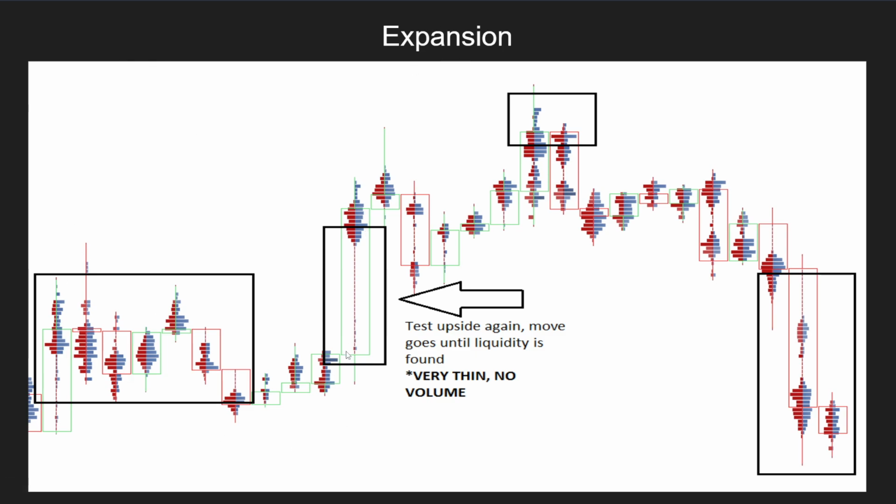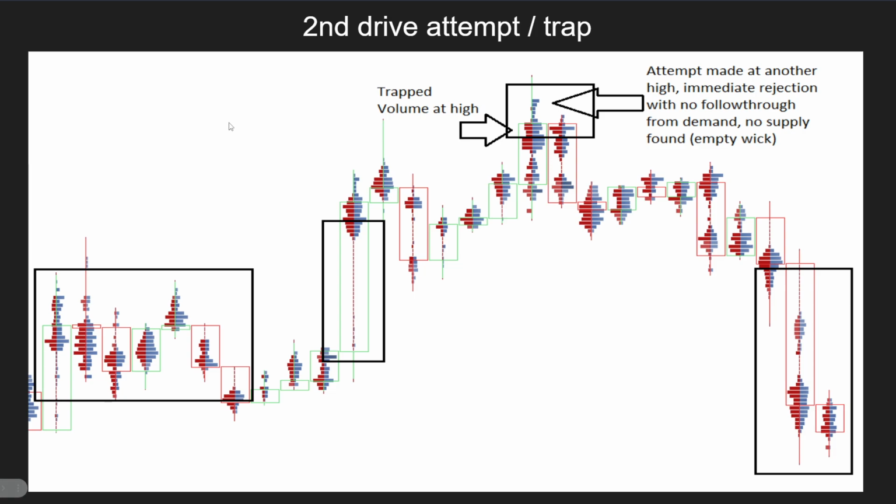Expansion. Part 2. As bids walked us up into that illiquid zone from earlier, we enter the zone with no supply and we teleport higher until supply is found, at which we enter the next consolidation. Look here, volume starts stepping in, and liquidity is found. And over here, no volume at all. And then, second drive attempt / trap.